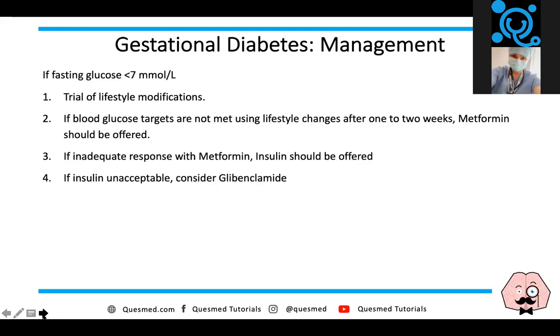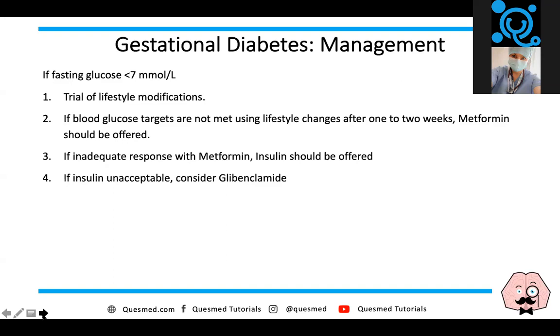In terms of management, if the fasting glucose is less than 7, we can try a trial of lifestyle modifications first. A review should take place 1 to 2 weeks later, and if blood glucose is not improved, we think about introducing pharmacological management with metformin. If metformin isn't working, we then think about insulin. If insulin's unacceptable, we're then thinking of glibenclamide, which, remember, is a sulfonylurea and an oral anti-hyperglycemic.